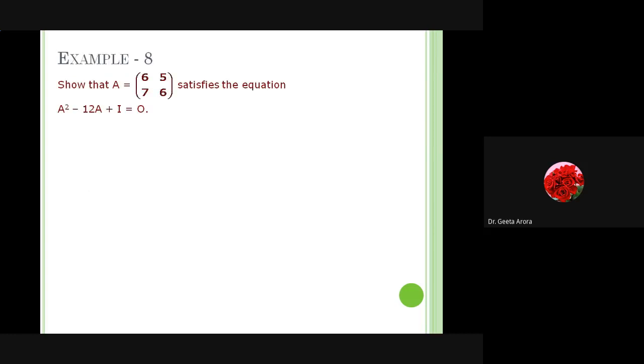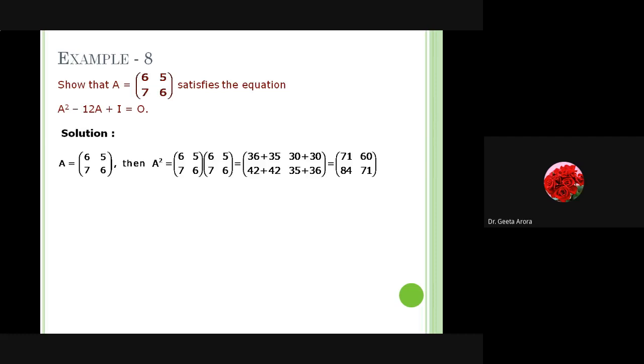Let's start with the next equation. Here we have nothing to be done, but actually to be shown something. So here what we are saying, show that A satisfies this equation: A square minus 12A plus I is equal to 0. And what is I? I is obviously the identity matrix of the same size as the A matrix. Correct? So here it is very simple. In order to show, we have to calculate A square. A square means A into A, and that we have calculated here as coming as 71, 84, 60, 71 if I have read it column wise.